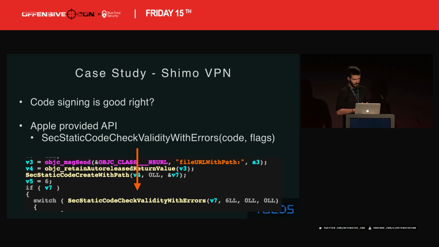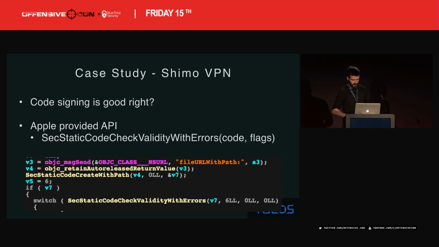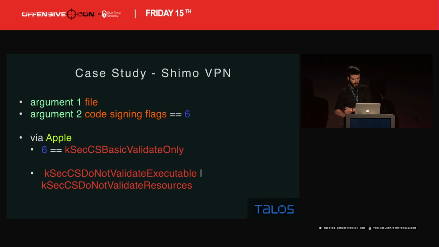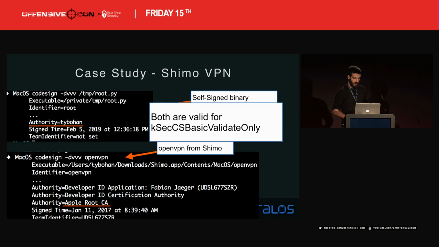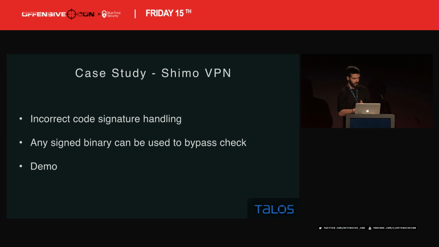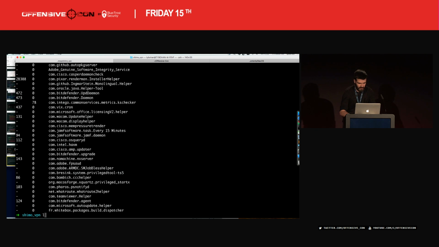They're using an Apple-provided API here called SecStaticCodeCheckValidityWithErrors, and it takes the code and the flags. Going on Apple's website, we can see what these flags mean, and the flags they passed in were 6, as you can see there at the bottom, and that means kSecCSBasicValidateOnly. Do not validate executable, do not validate resources. All right, well, what does that mean? Well, that means that an authority, me, can sign a program, or an authority, Apple, can sign a program, and they both are valid signatures. So we have incorrect signature handling, and any signed binary can be used to bypass these checks. Okay? So let's see if we can get this one going.